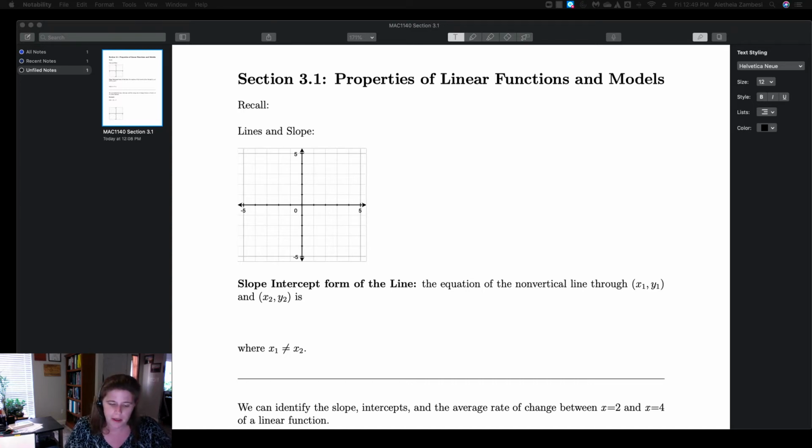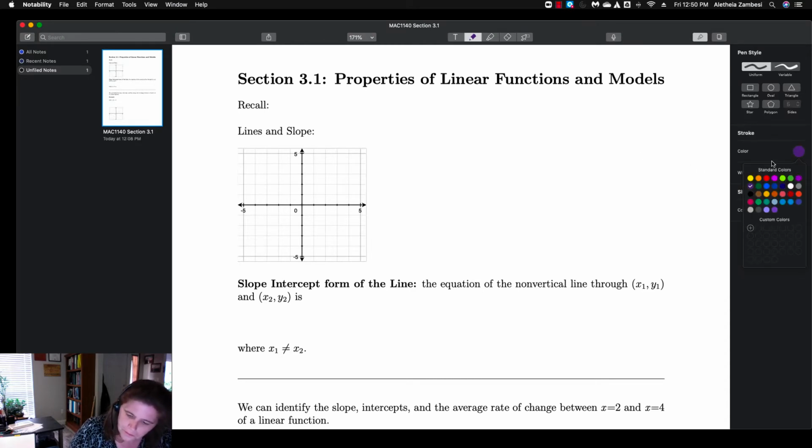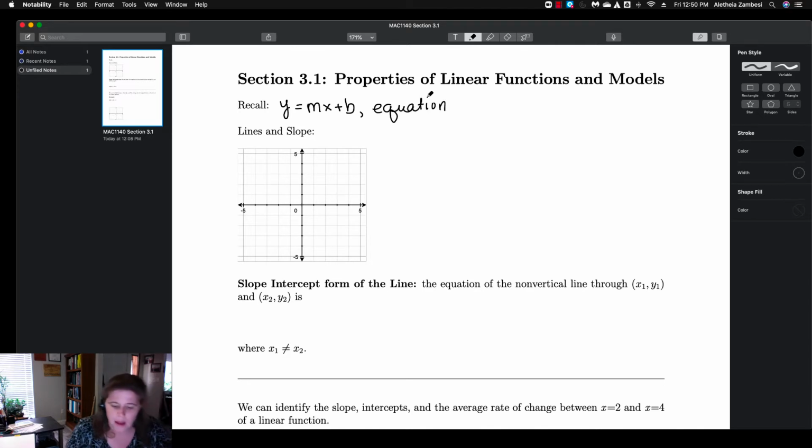Hello everyone. Today we're going to be talking about section 3.1, which is properties of linear functions and models. Some of this will be review from the chapter 1 highlights where we dealt with linear equations. The difference here is that before we were dealing with something like y = mx + b, and this is an equation, and now we're dealing with linear functions. So instead we will have f(x) = mx + b.